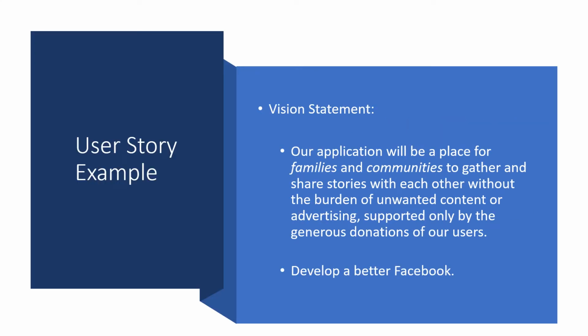Let's take a brief example into a user story. We're going to start by setting up the scenario. In our scenario, we're asked essentially to build a better Facebook. We've defined our vision statement to be a better social media platform. And as it states here, we want to focus on building a social media platform that's free of ads and unwanted content. It's supported by users, and it's meant for families and communities.